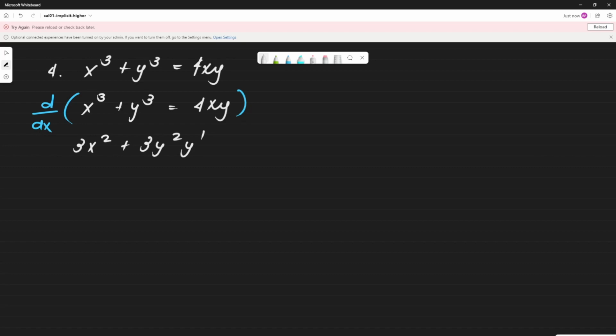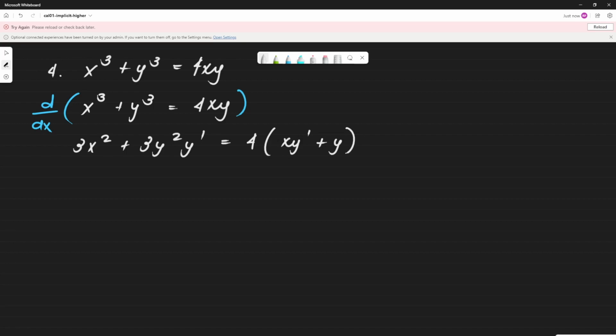Sir, bakit hindi 3y squared lang? Bakit nagkaroon ng y prime? Kasi nga, ang derivative ng y with respect to x is y prime. Okay, that's the reason. Then this is equal to 4 times the derivative of xy, no? So product rule ulit. So we have xy prime plus y. Bakit siya naging ganyan? Product rule nga, 'di ba? u v prime plus v u prime.